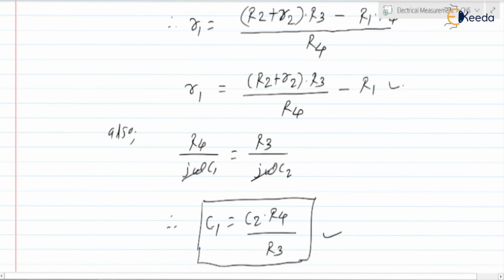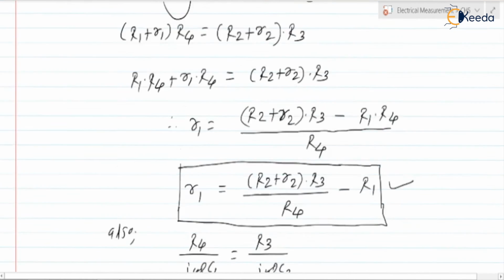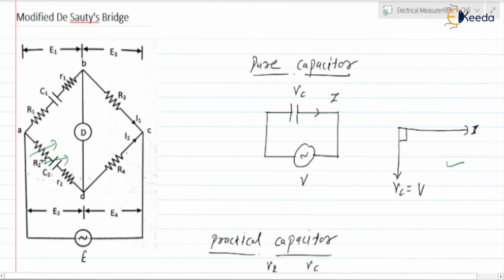You're getting the point. And this is the internal resistance of the unknown capacitor, small r1. So this is about the modified De Sauty's bridge.